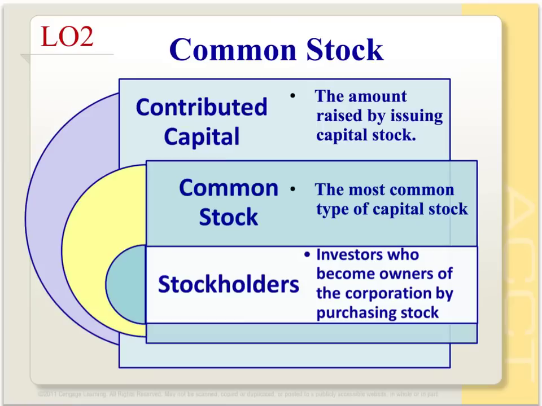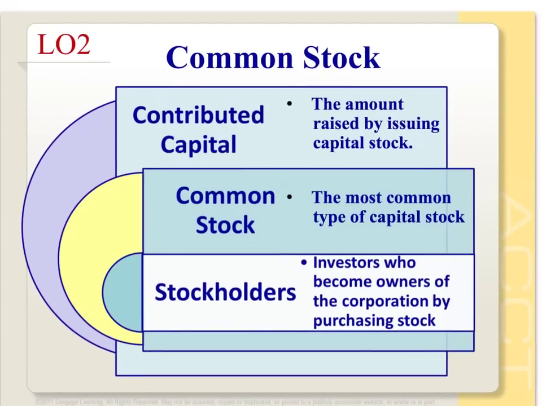So let's talk about common stock. One of the distinguishing characteristics of a corporation is its ability to sell capital stock to investors to raise funds. The amount raised by issuing capital stock is called contributed capital, because the funds are contributed by investors in exchange for an ownership claim on the company's assets.